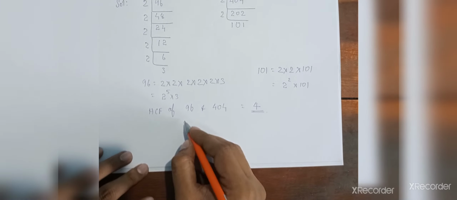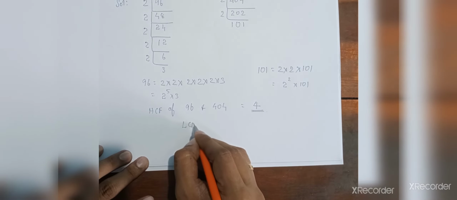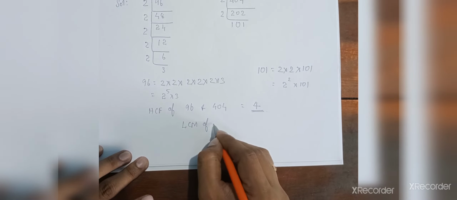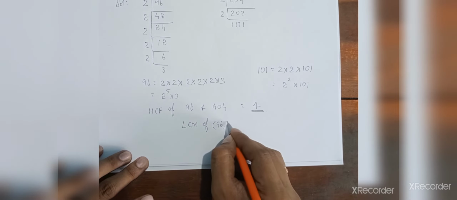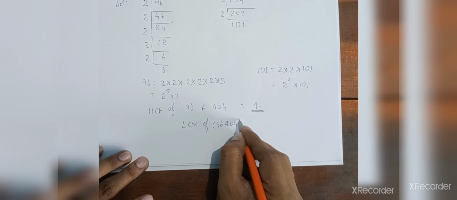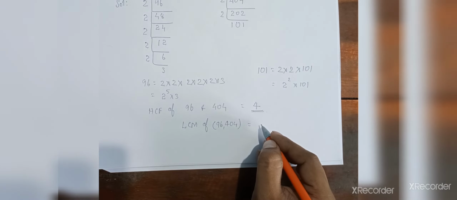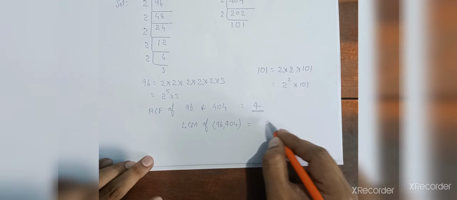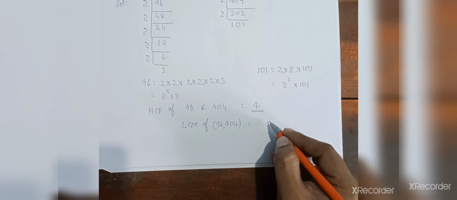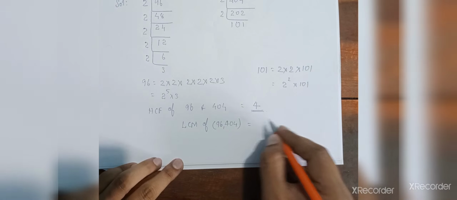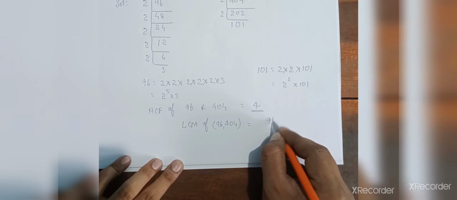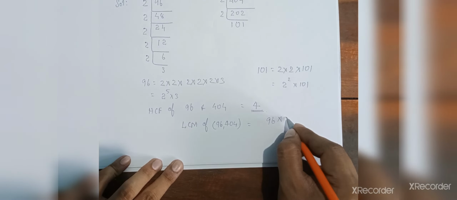Now we have to find the LCM of 96 and 404. As we said, now we can find the LCM by dividing the product of the numbers by the HCF of these numbers.